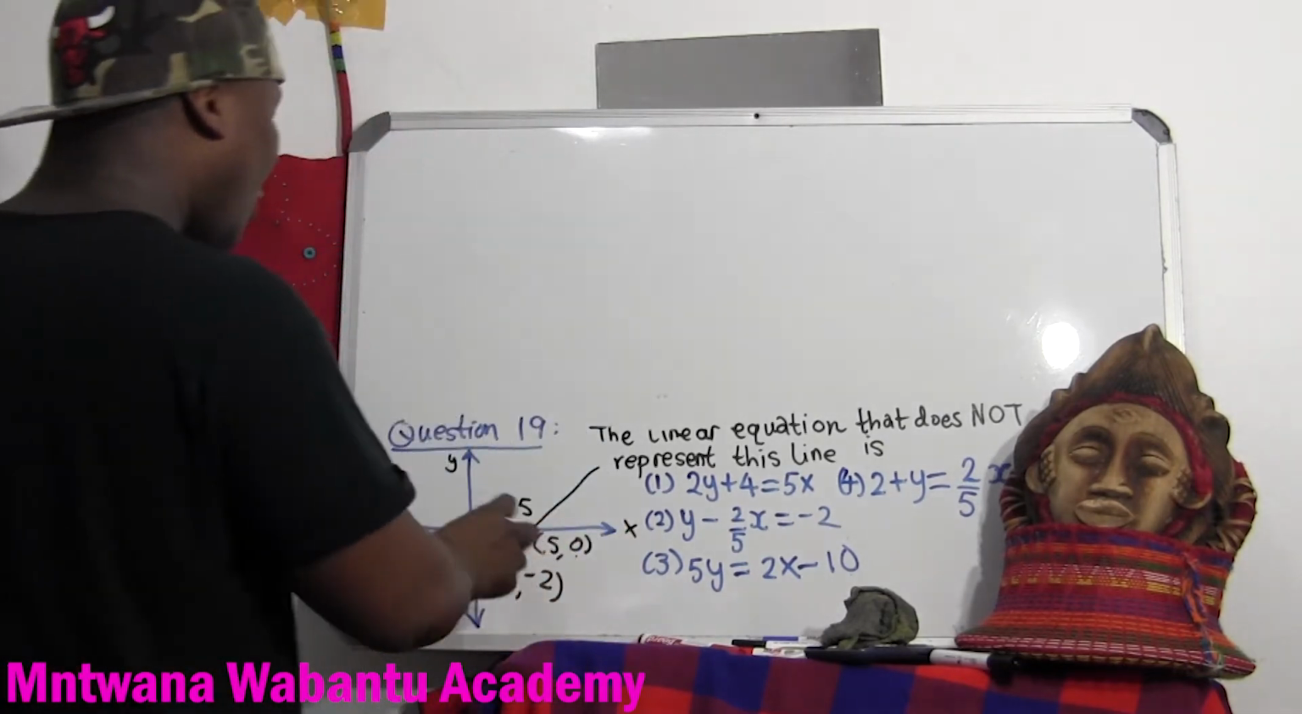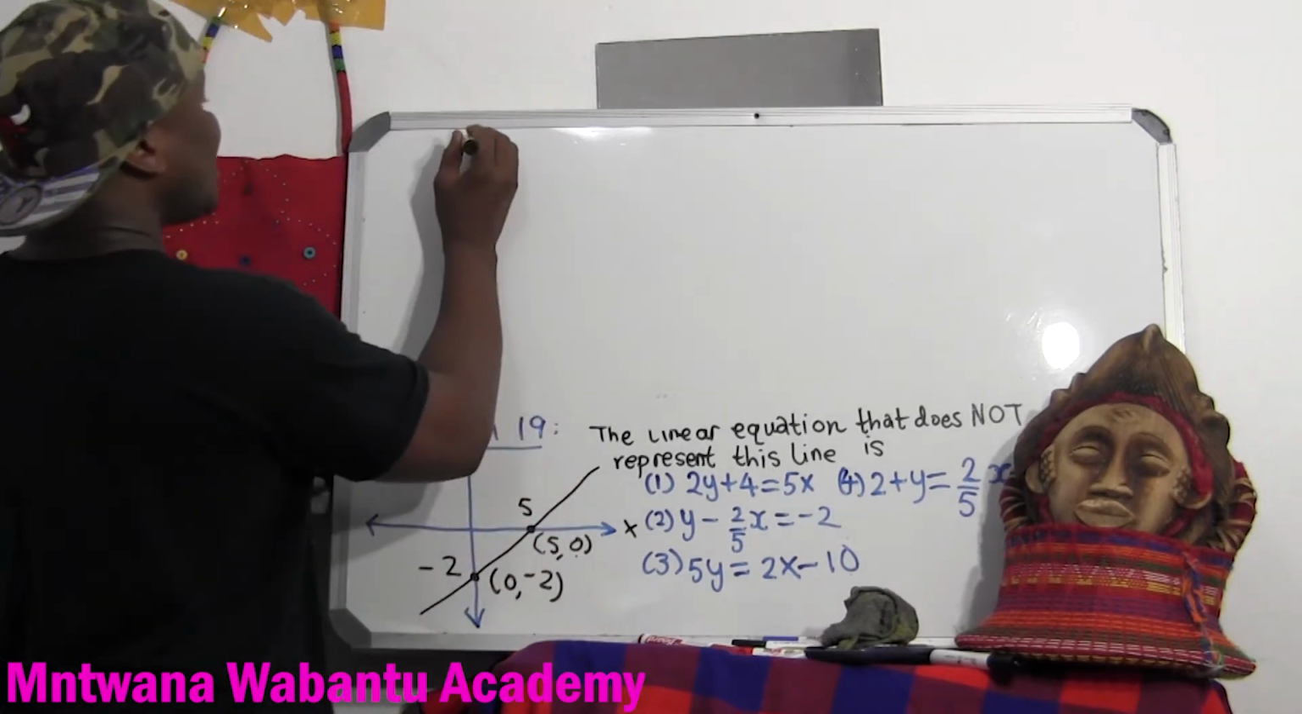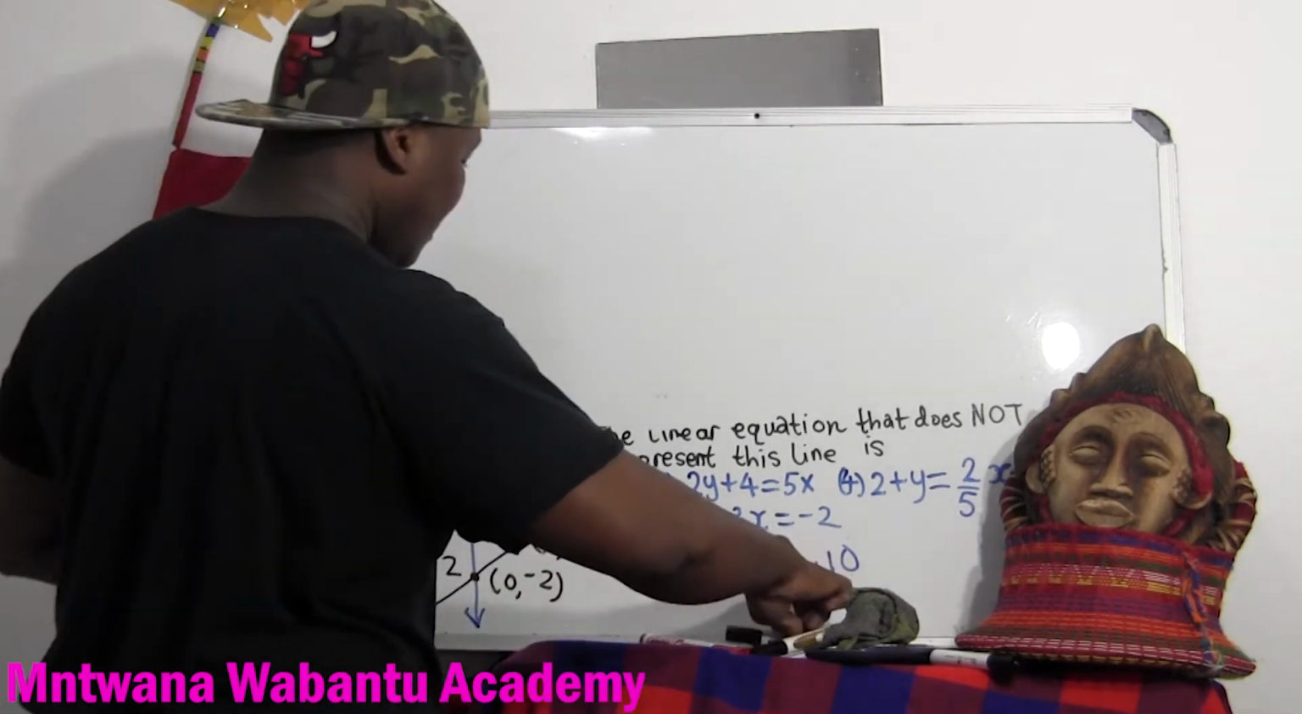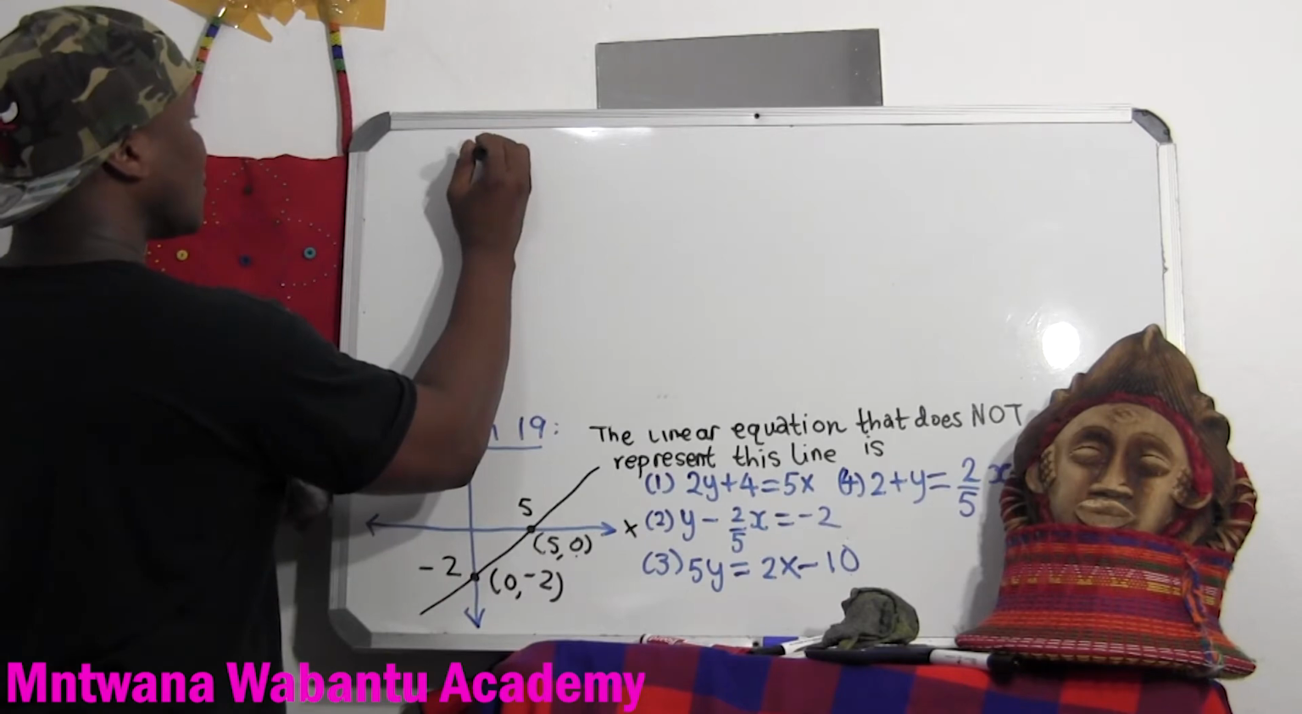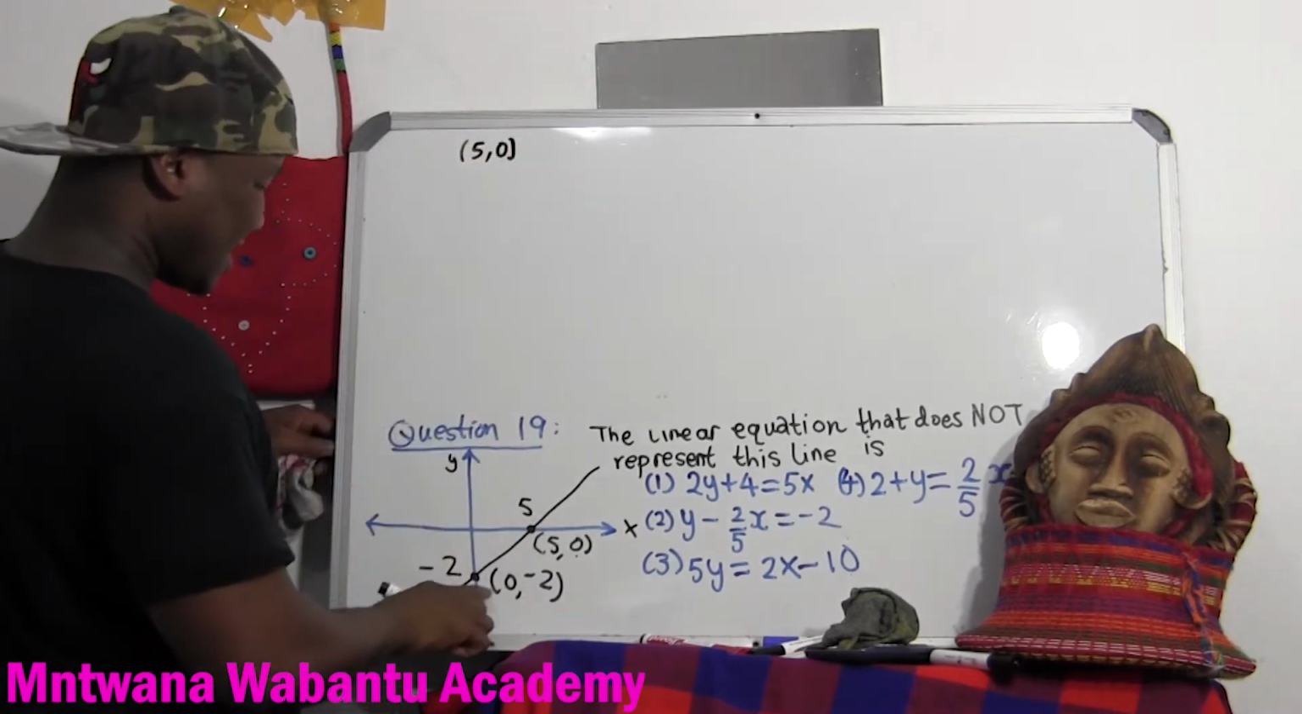So first and foremost, I'm going to take this coordinate. I'm going to say my coordinates given here are 5 and 0. And another coordinate is what? 0, -2.